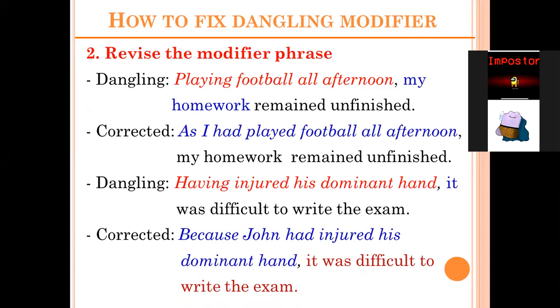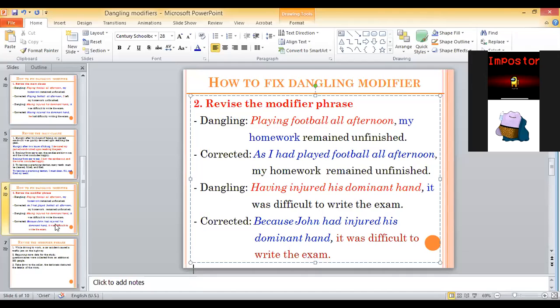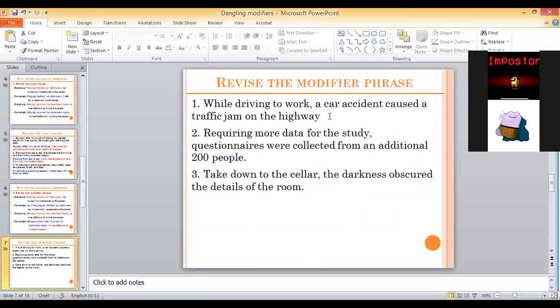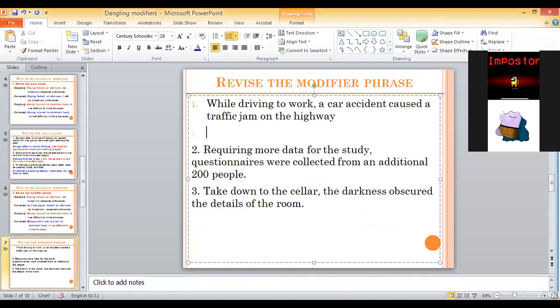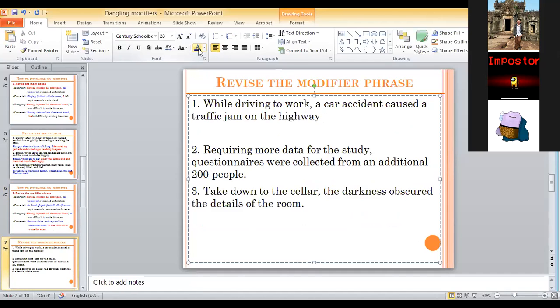Okay, so now let's move to another one, which is a bit of practice. Number 1, who can try to correct this sentence? The first one: while driving to work, a car accident caused a traffic jam on the highway. How can you correct it?